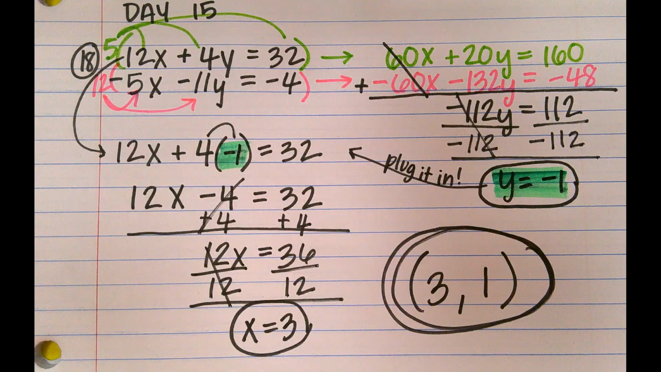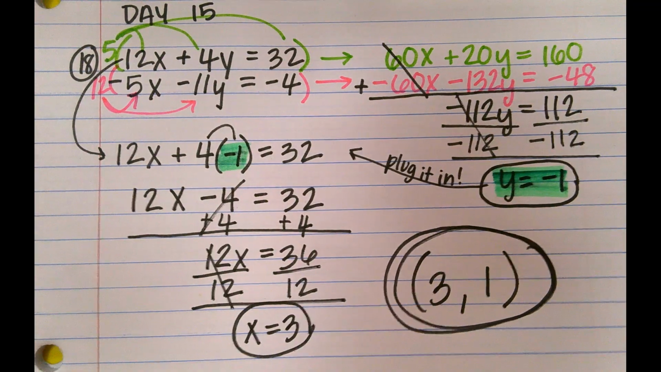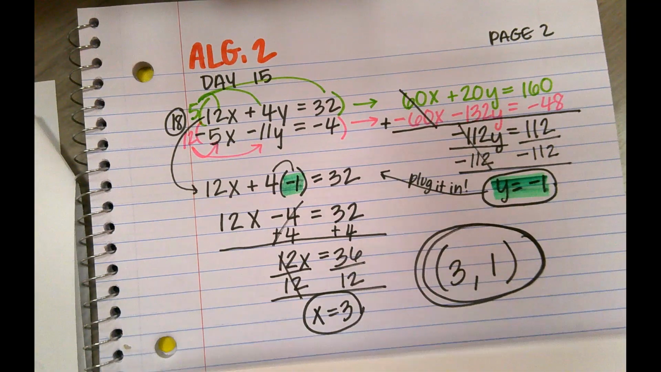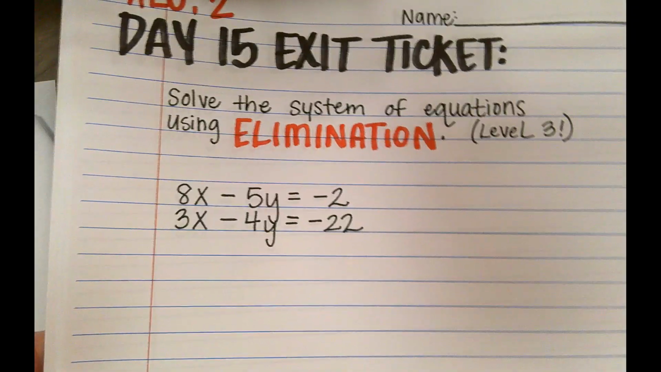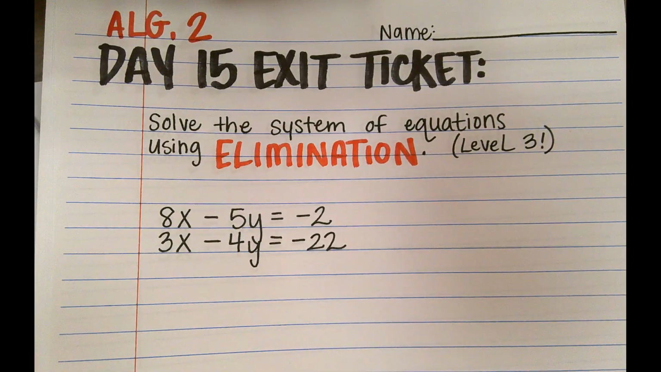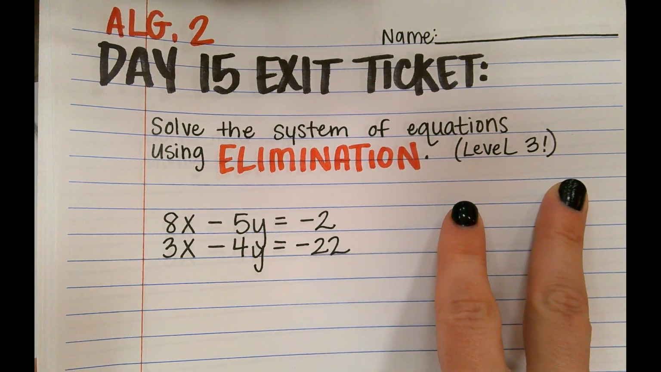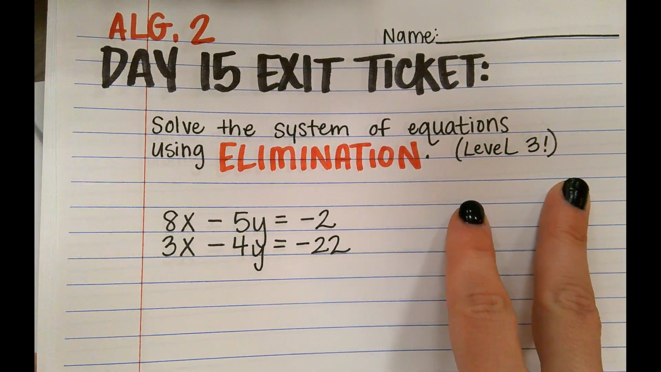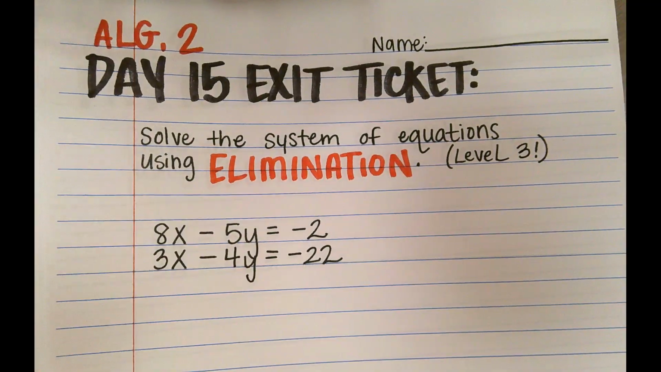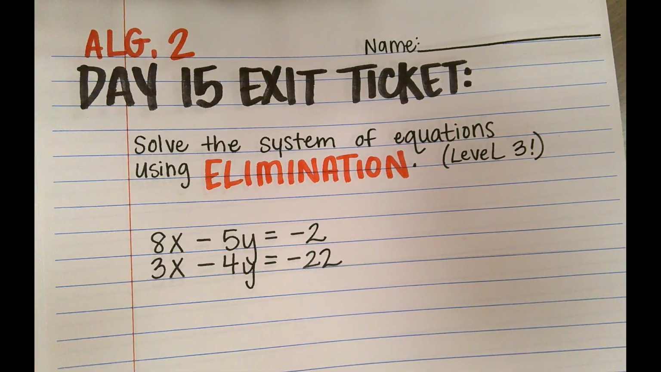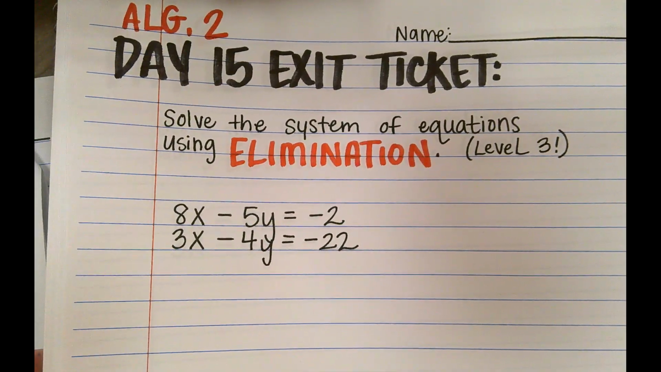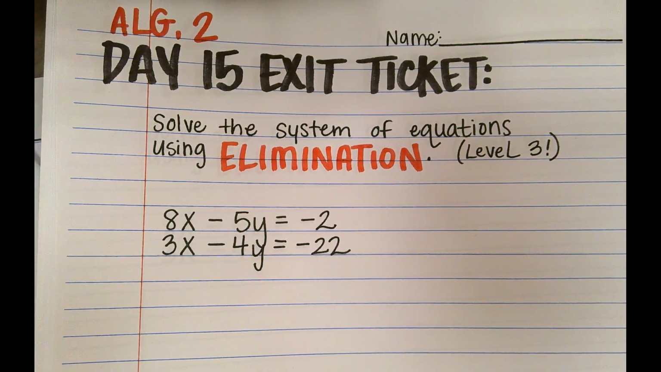All right. So I will just display this so that it's in the video. The exit ticket today is to solve the system of equations, just like we did using elimination. But now we have to multiply both equations. That's it. Once you finish that, I can check it for you and you're free to go. The end.